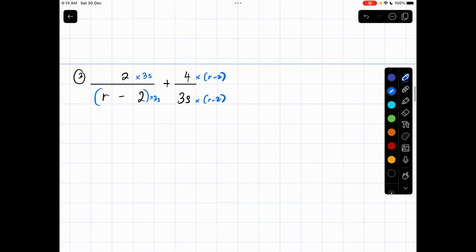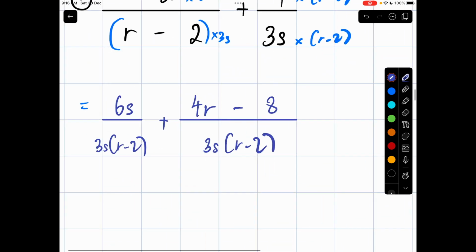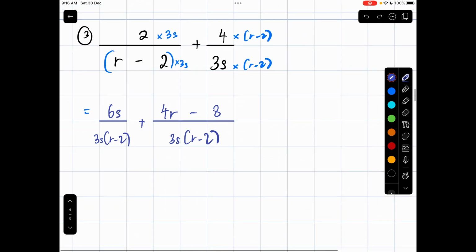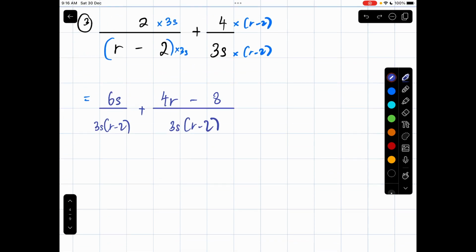That's it. So here what we will have is, as for the numerator, we will have 3 times 2, 6, and s over 3s(r minus 2), and then plus 4 times r we will have 4r, 4 times 2 we will have negative 8 over 3s times (r minus 2). It is completely up to you if you would like to expand this part, but for the sake of simplicity I will keep it in this form for a while.